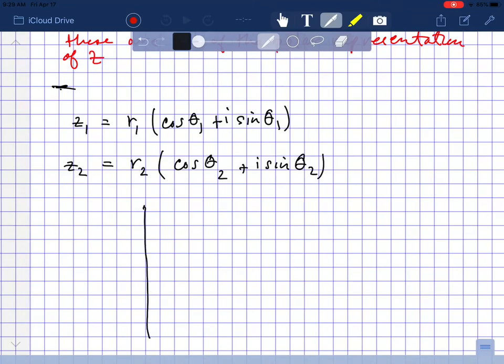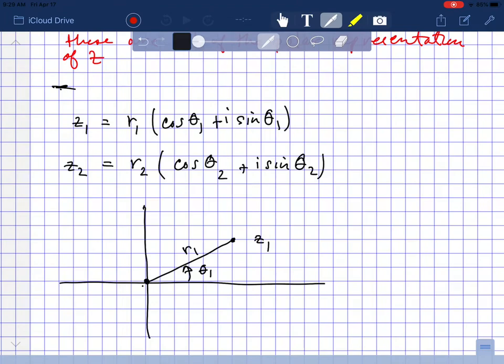So I might have something that looks like this. So this is Z sub 1. This angle here is theta sub 1. And the distance from this point to the origin is R sub 1.